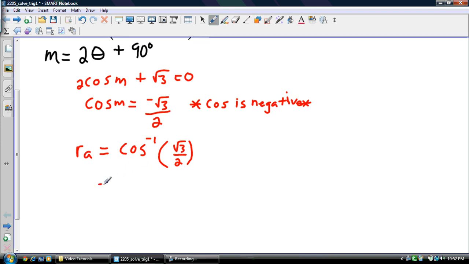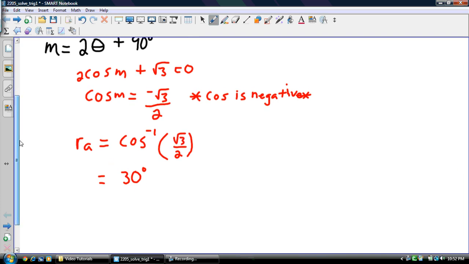So if we solve this thing, we get our related angle is 30. Okay, that's just from our unit circle. Our related angle is 30. All right, so recognize that this may or may not be a solution. Okay, so keep that in mind.